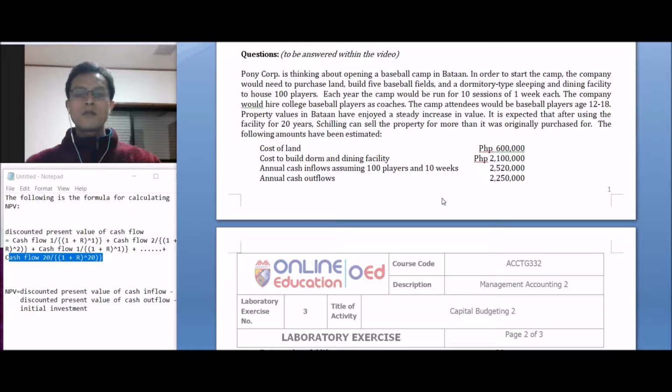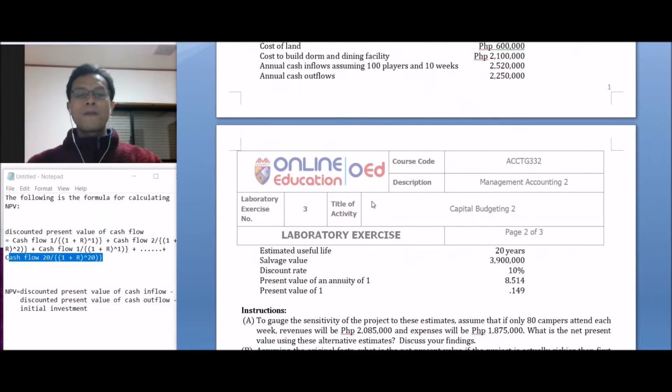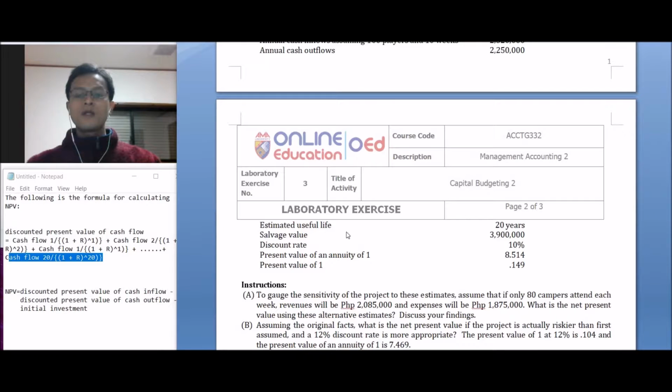Annual cash inflows, assuming that 100 players will attend the baseball camp within 10 weeks, 2,520,000. Annual cash outflows, 2,250,000. An estimated useful life, 20 years. Salvage value, 3,900,000. Discount rate, 10%. Present value of an annuity of 1, 8.514, and the present value of 1, 1.149.